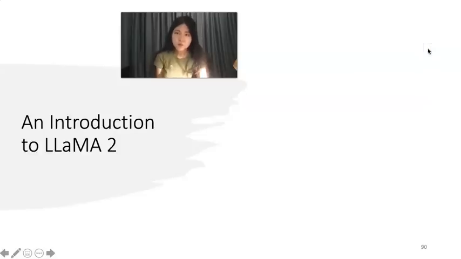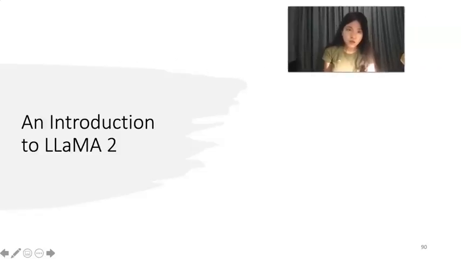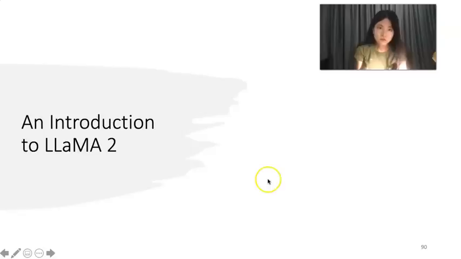Let me walk through this introduction to Llama 2 because I want to give you more hints about large language model training that is very similar to ChatGPT. But since ChatGPT is not open sourced, let's talk about some open source models to understand a bit more about large language model training.